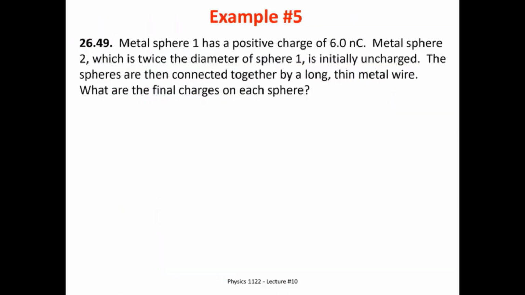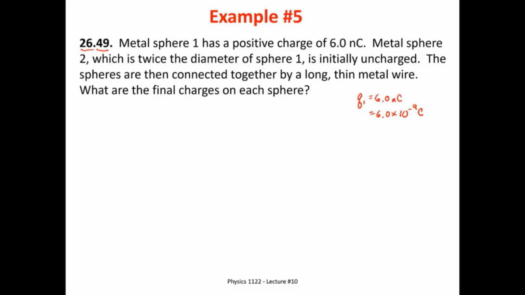Okay, and this is an idea that we can use when we're solving problems. This is problem 49 from chapter 26. And in this problem, it says that we have two metal spheres. We have metal sphere 1, which has a positive charge of 6 nanocoulombs. So I'll write Q1 is equal to 6 nanocoulombs, which is 6 times 10 to the minus 9 coulombs.